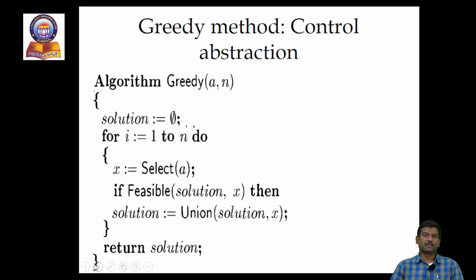If adding the item exceeds the capacity of the knapsack, then we cannot include it. That is not a feasible solution. And if it is within the capacity of the knapsack, then we can include that item in the solution set. So you keep adding items as long as the knapsack capacity is not exceeded, and then return the solution.